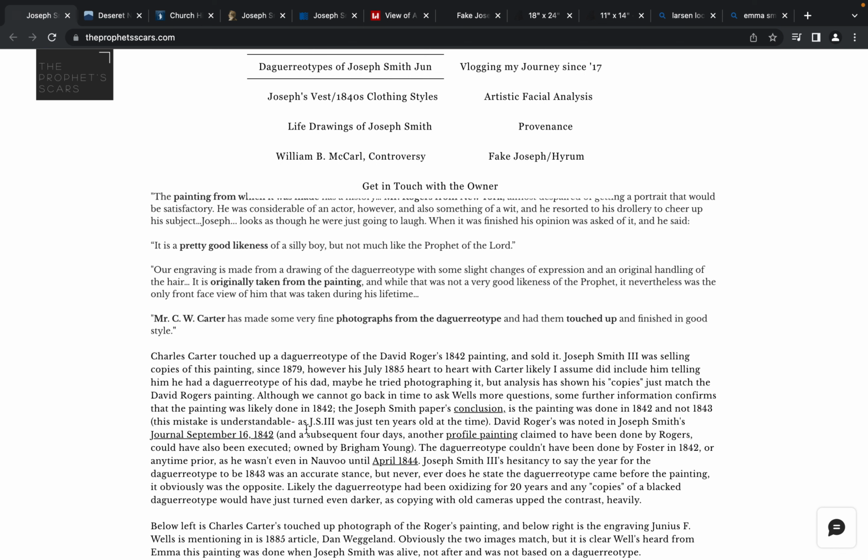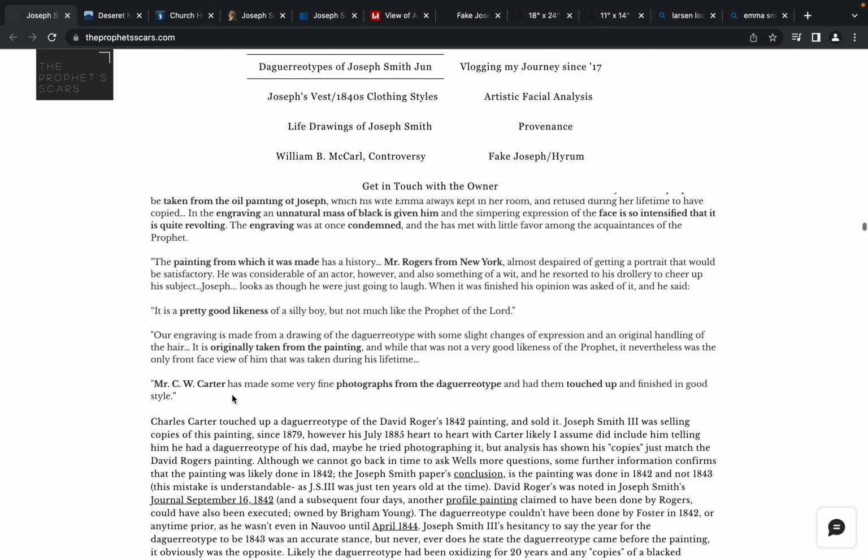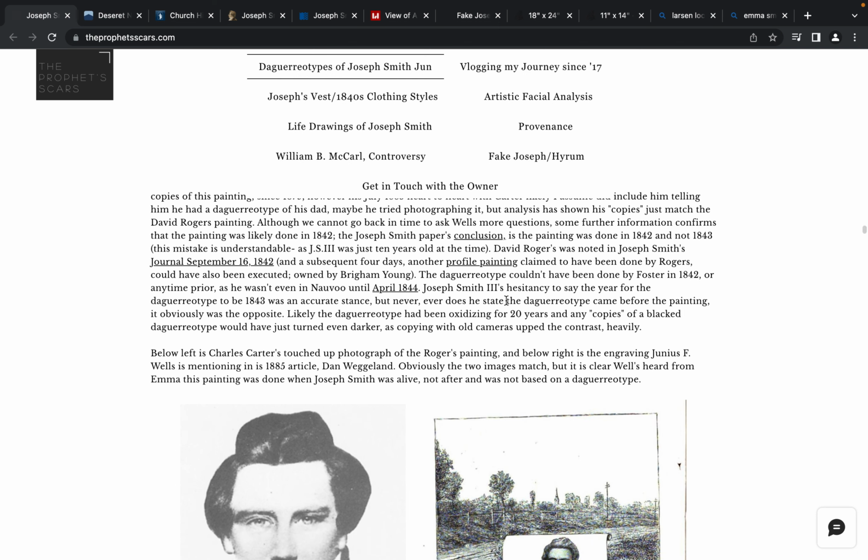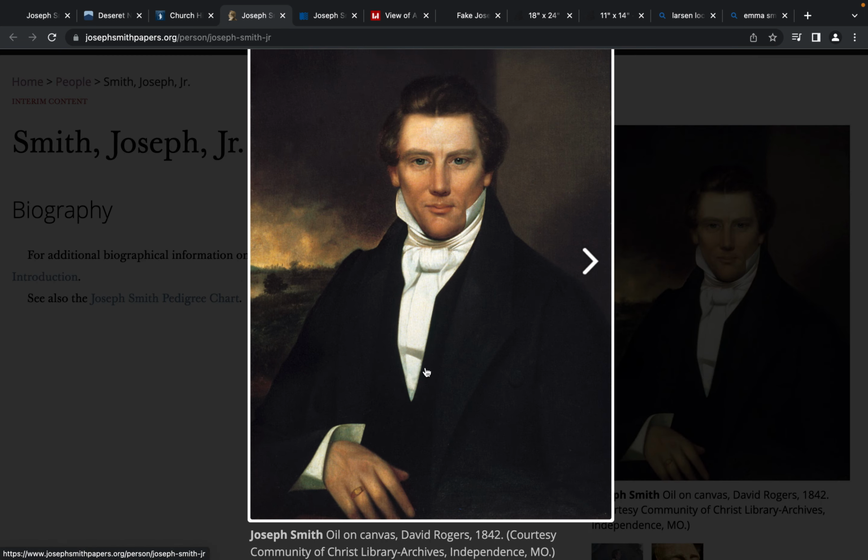And they'd asked Emma, and she's like, no, his countenance was always changing. It doesn't really look like him. And so Carter touched up a daguerreotype of David Rogers' 1842 painting and sold it. And really, there were a lot of paper photos of it, right? The Library of Congress has a paper photo. The Joseph Smith Papers states it was by David Rogers. This is from 1842.